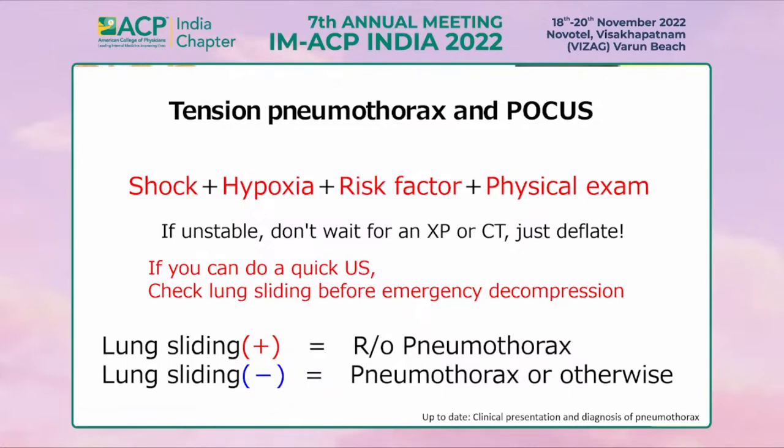If we can do a quick ultrasonography, checking lung sliding helps you to perform thoracostomy more confidently. If lung sliding is positive, we can rule out pneumothorax. If lung sliding is absent, pneumothorax or other abnormal conditions are present. Tension pneumothorax has no lung sliding.